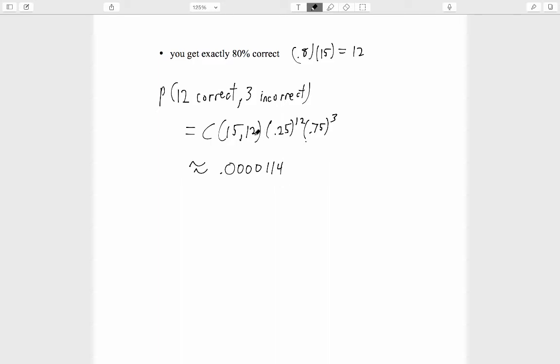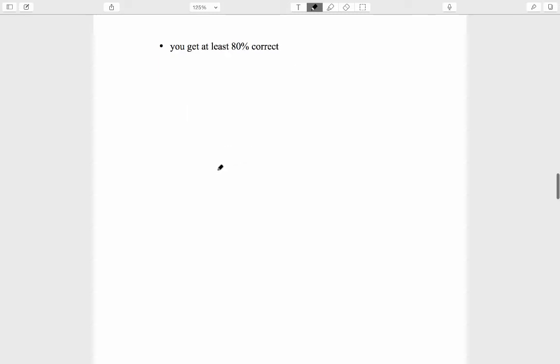But when you talk about getting 80% correct on an exam, what you're interested in really is getting at least 80% correct. You can live with 80%, but you will happily accept anything more than 80%. For purposes of taking an exam, it's natural to ask about the probability of getting at least a certain amount correct.